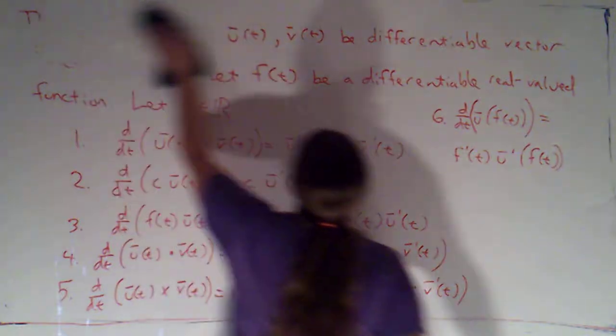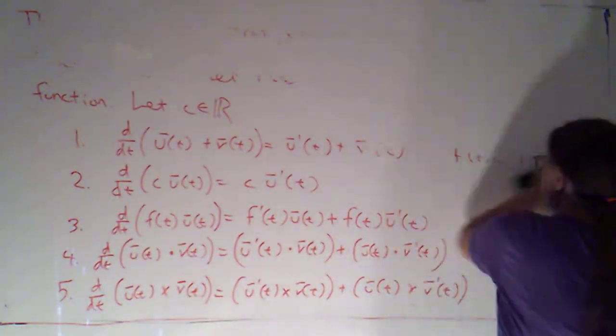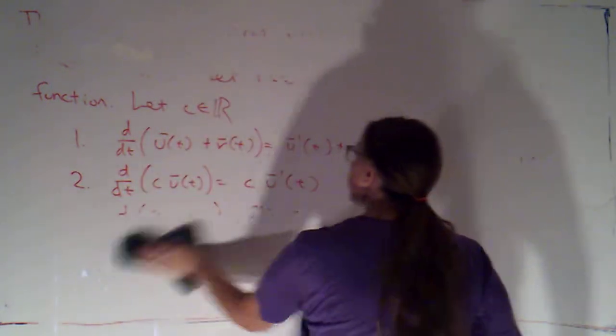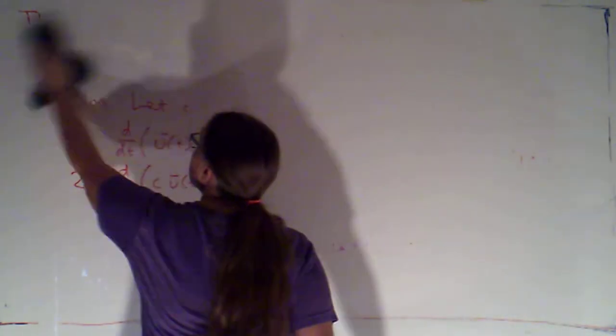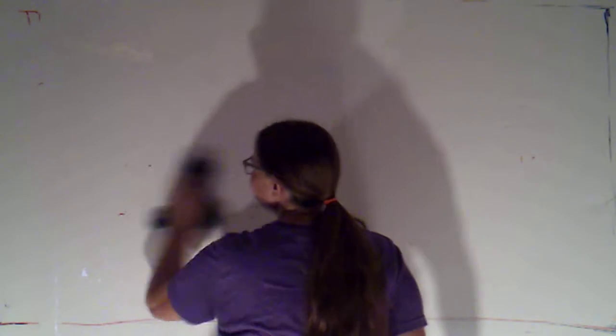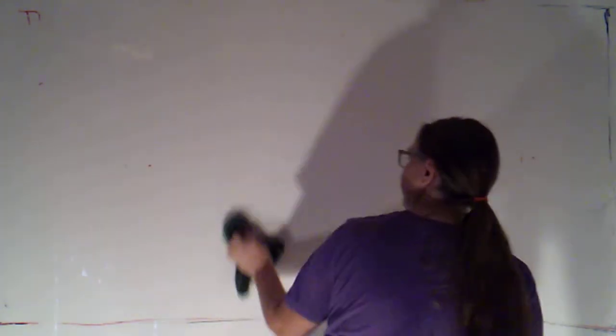I'm going to prove it in 2 space. The proof in 3 space is very similar; we would just have 3 components. But if we're going to be proving things by going to the component level, we need to know how many components we have. So I need a vector function that's differentiable, and a scalar function that's differentiable. Let's go ahead and introduce them.